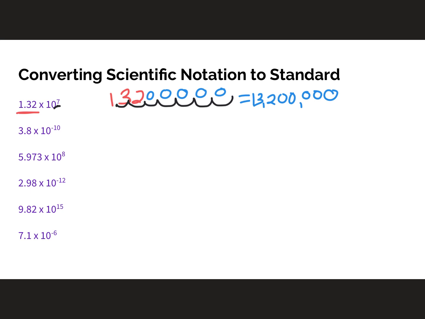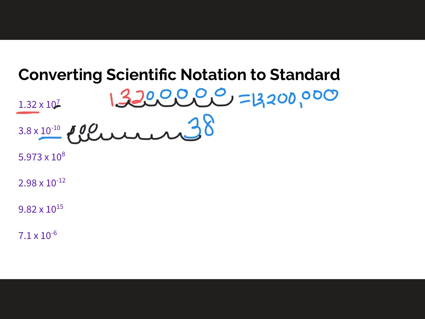So let's try that again with 3.8. This time I know this is a small number, so I'm going to put the 3 and the 8 here. My decimal starts here, but I'm making this smaller by 10 times, so I go 1, 2, 3, 4, 5, 6, 7, 8, 9, 10. My decimal goes all the way over there.